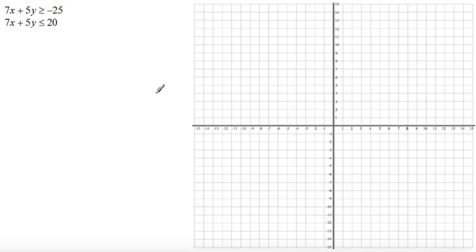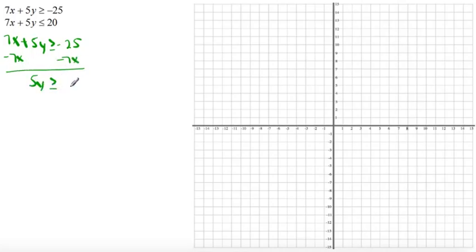Example 23, solve the linear system of inequalities and give one example of a solution and one example of a non-solution. So first we have to get both of the inequalities in slope-intercept form. So I'm rewriting the first inequality, 7x plus 5y is greater than or equal to negative 25. Subtract 7x on both sides. So I have 5y is greater than or equal to negative 7x minus 25. To get y by itself, divide everything by 5.